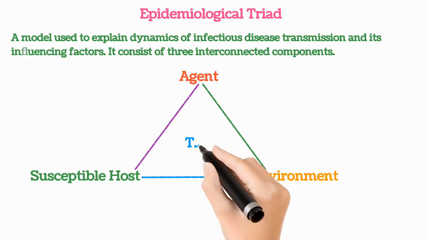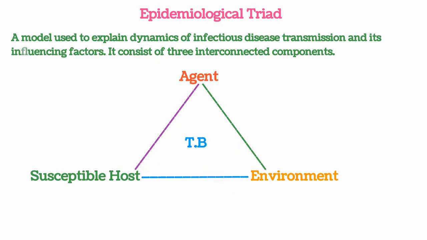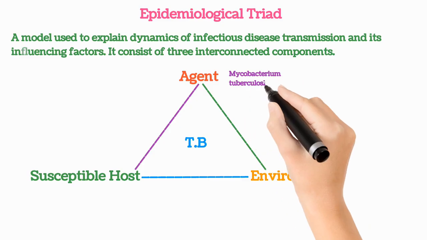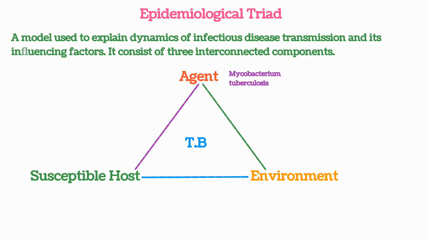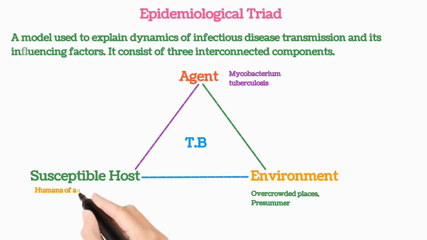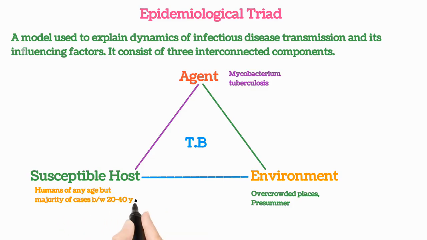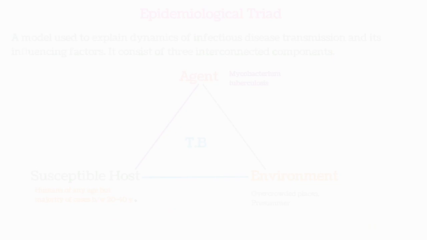If I give an example of the triad of tuberculosis, its causative agent is Mycobacterium tuberculosis, and the environment that influences its ability to cause a disease includes overcrowded places and the pre-summer season. Hosts include humans, with the majority of cases occurring between 20 and 40 years of age, but it can occur at any age.